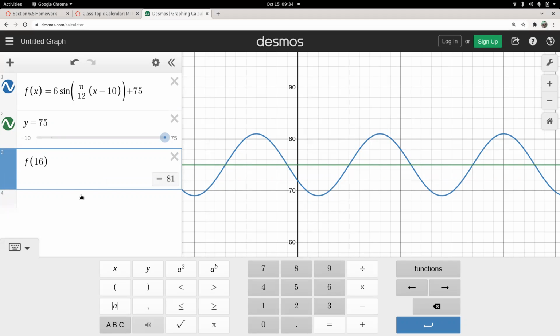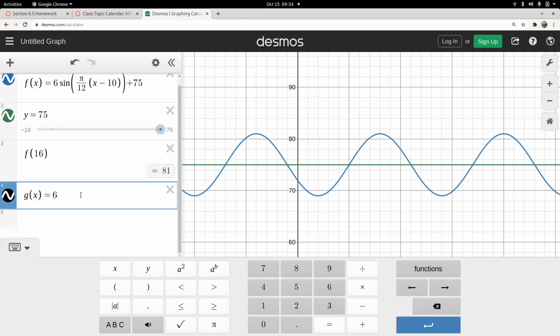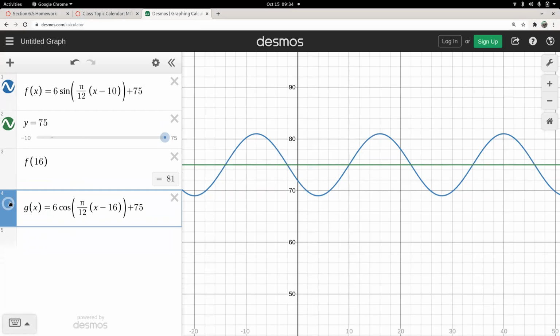There's my 81. All right, so let's make a new function, g of x. This time we'll use the cosine. So 6 cosine pi over 12, parentheses, x minus 16. Close the parentheses yet again, and then add the 75. And notice that black sits right on top of the blue. So I'll turn that off. There we go. So there's my blue. There's my cosine. Blue was the sine, black is the cosine. Same graph, different function based on the different phase shift. Cool.